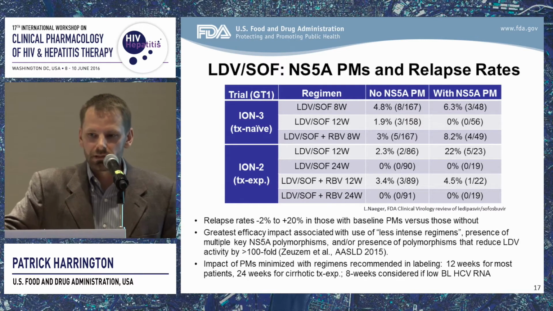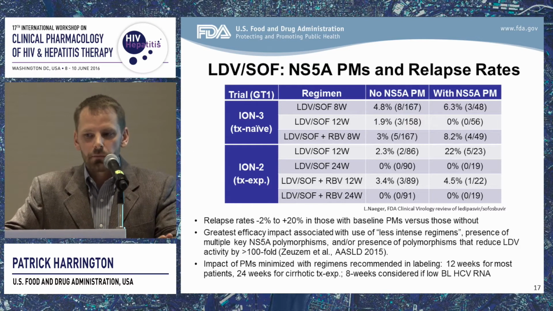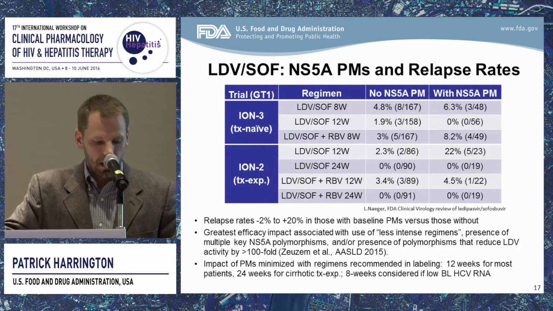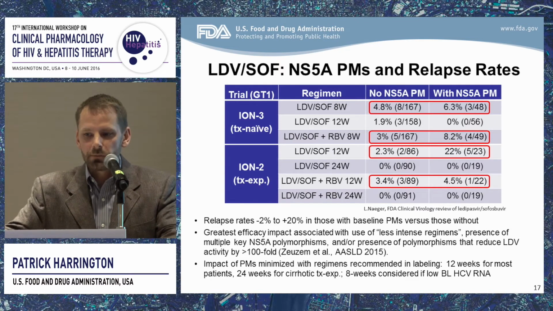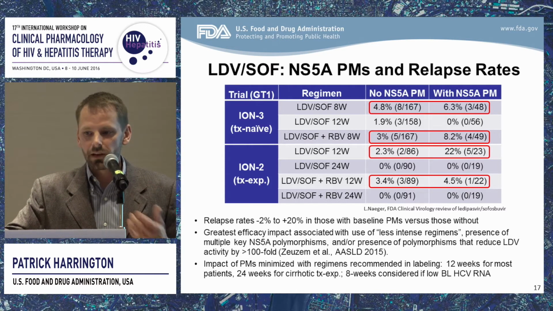Now, the Ladipasvir Sofosbuvir regimen, this is the Harvoni regimen, is also impacted to some extent by the presence of NS5A polymorphisms. And this is showing analyses conducted by Lisa Nager of the ION-3 and ION-2 trials. And what you can see is in certain arms of these trials, you can see a fairly consistent trend that patients with NS5A polymorphisms had a higher relapse rate compared to those without baseline polymorphisms. And consistent with the earlier points that I made, the greatest efficacy impact seemed to be associated with the use of the less intense regimen, so those who received either 8 weeks in ION-3 or 12 weeks in ION-2.